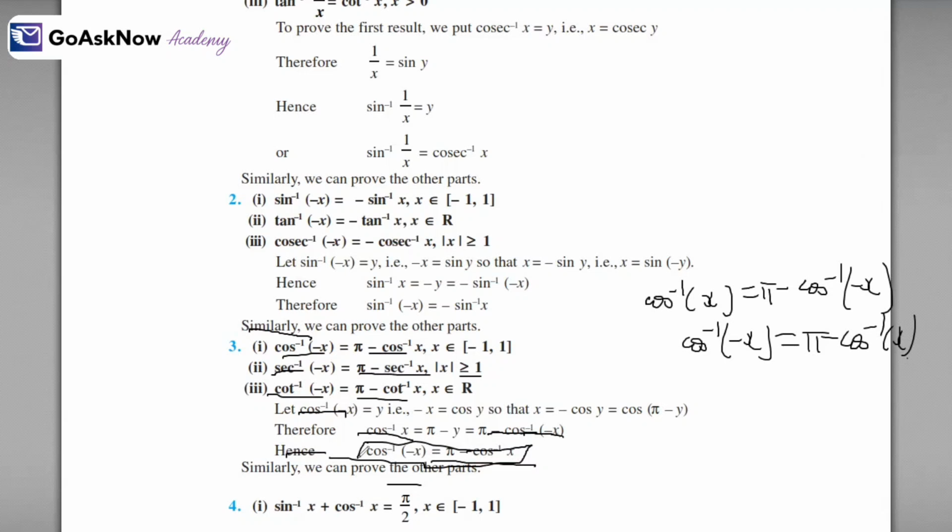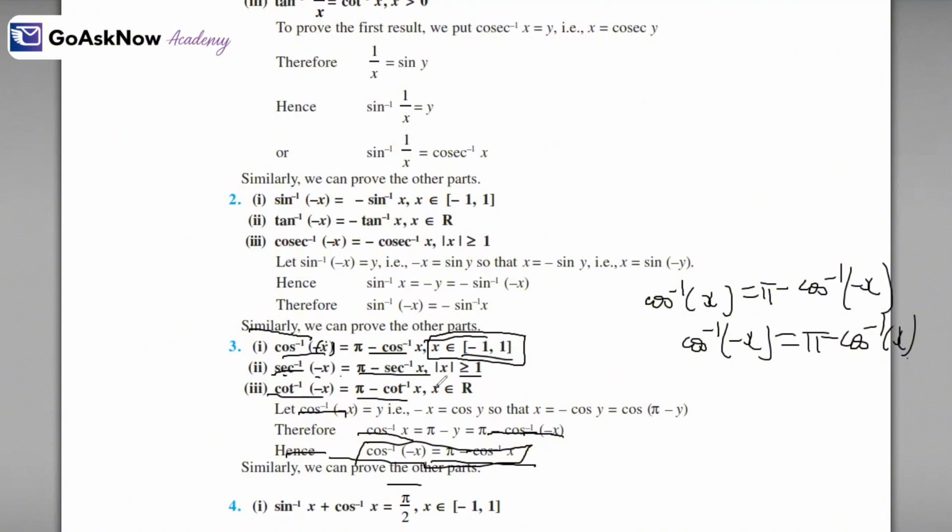I hope that you can do the other parts also, like sec inverse of minus x and cot inverse of minus x. And the restrictions on x are here. Why are these restrictions there? Because x should belong to the range of cos x. That should be here. This should belong to the range of cos x, because x here is only what? Your values of cos x, the cos of any angle. So these should be minus 1 to 1.